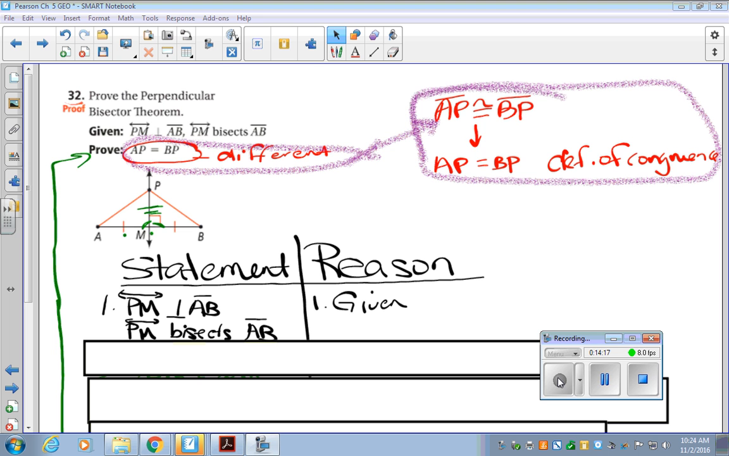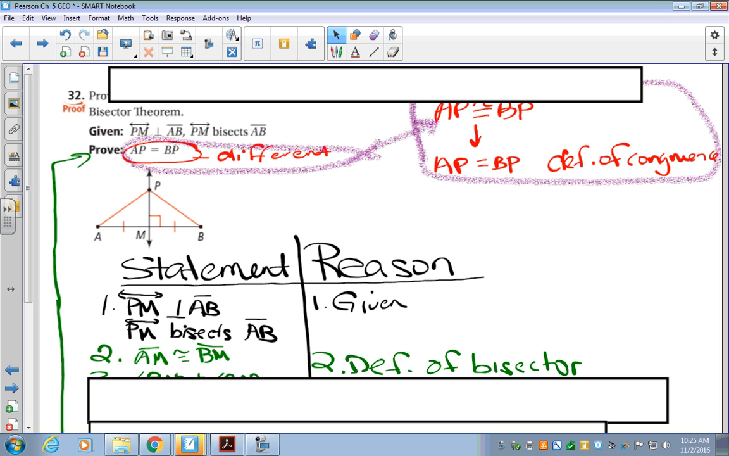So anyway, we take a look at this figure here, and we have PM perpendicular to AB, so they make a 90 degree angle, and PM bisects AB. And we put all that information underneath our given. I'm going to pause for a moment. Okay. So reason number 2, AM is congruent to BM, because that is the definition of a bisector. It creates two congruent segments. Cuts it right in half. So AM is congruent to BM, and it's already marked on our little picture.